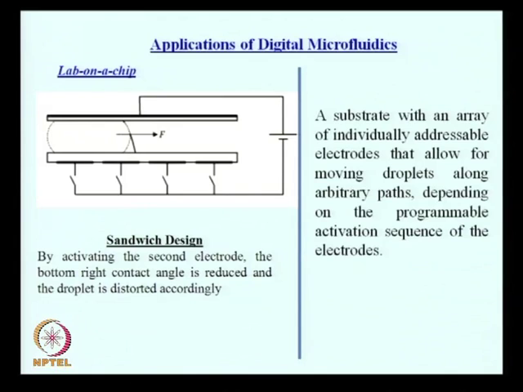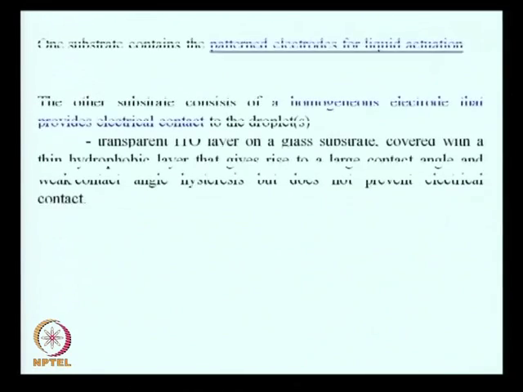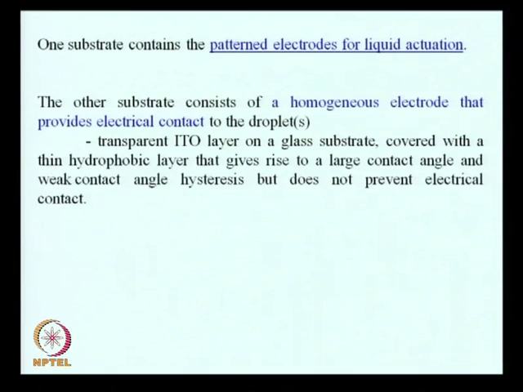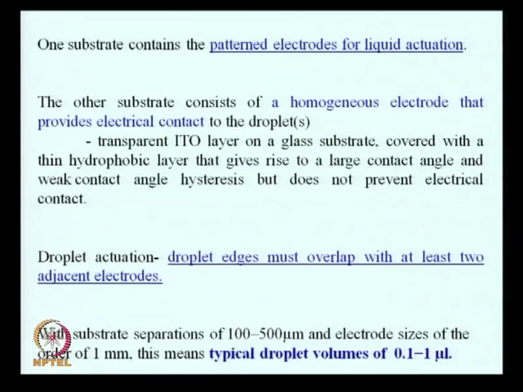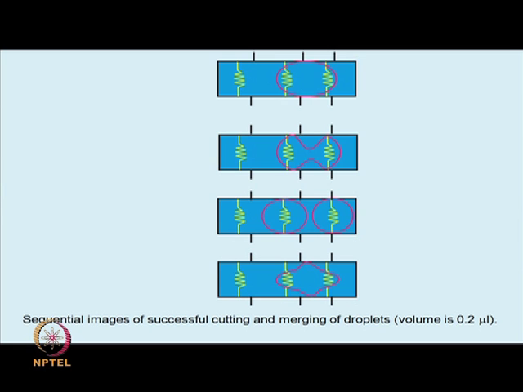Now, I have already described the example of lab on a chip and how you can move droplets and so on. So I will move on to the substrates that are used. It could be a transparent glass with ITO coated, having a thin hydrophobic layer, and the droplet edges must overlap with at least two adjacent electrodes in order to have any kind of actuation.